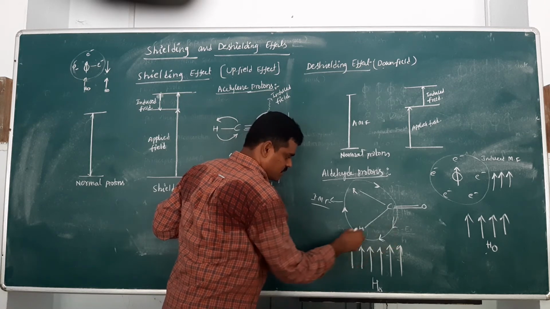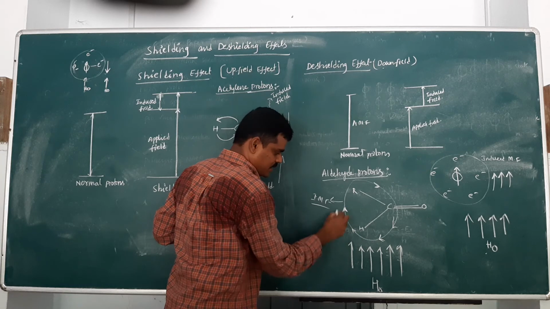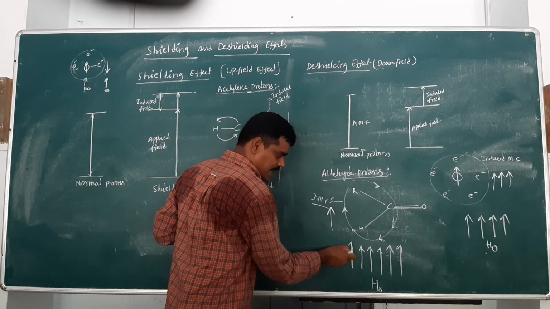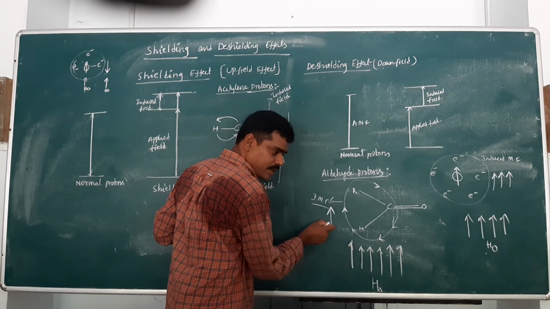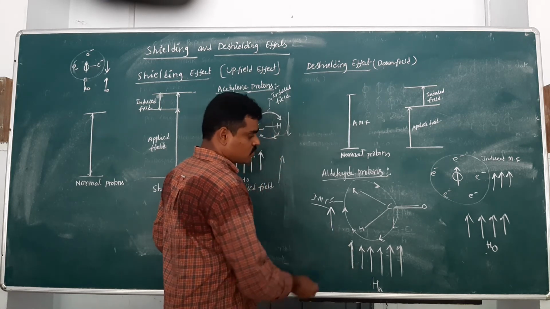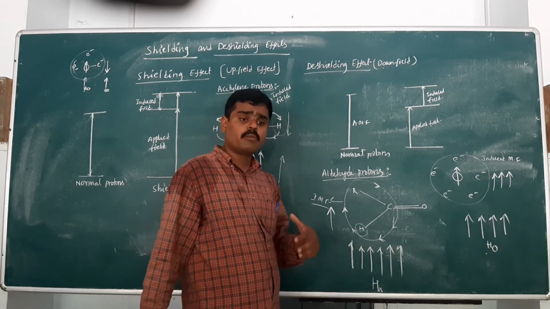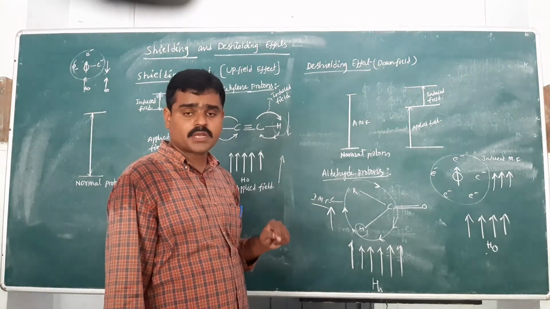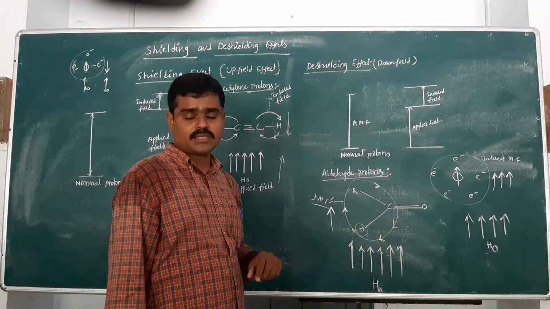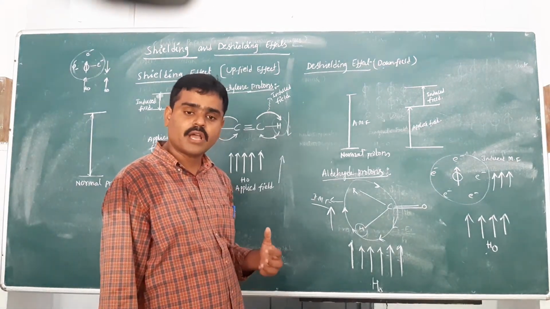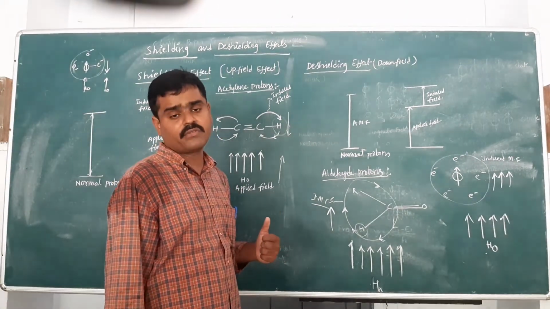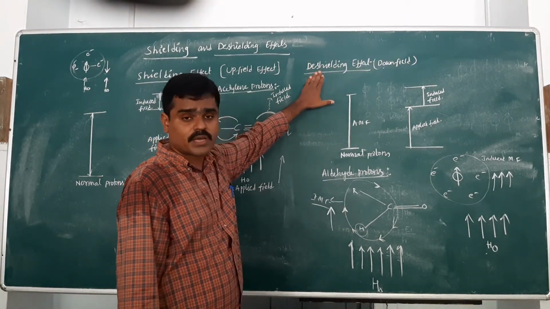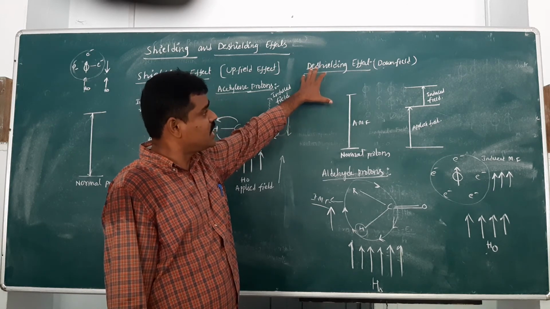In this case, the induced magnetic field direction is this direction, and the applied magnetic field also has this direction. These two directions are parallel, that means the same direction. So this proton feels much more magnetic field, so NMR absorption occurs at lower field. That means NMR resonance can be observed at a lower frequency of radio waves. So this proton is called the deshielded proton, and this effect is called the deshielding effect.